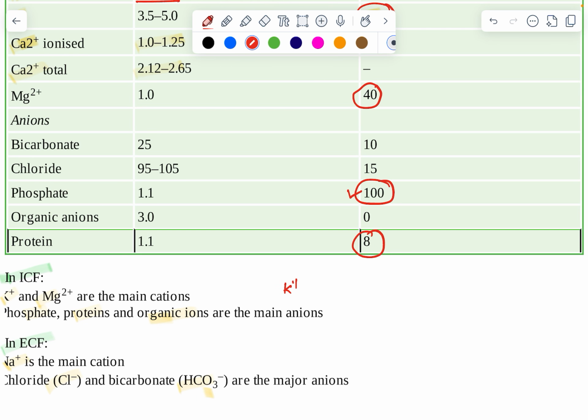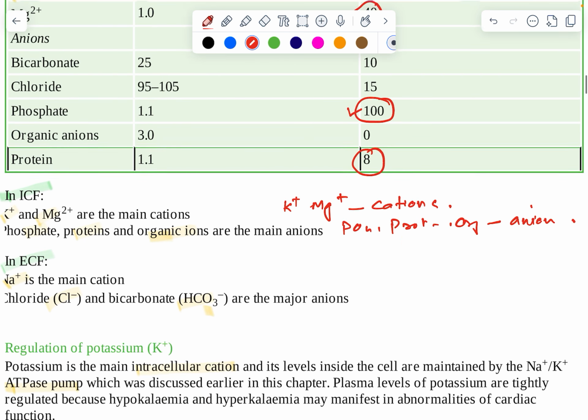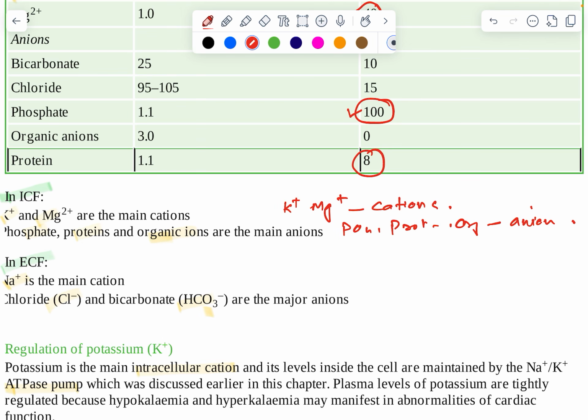Potassium and magnesium are the main cations. Positive ions are called cations. Phosphate, protein, and organic ions are anions. Now ECF has sodium as the main cation, and the anions are chloride and bicarbonate.